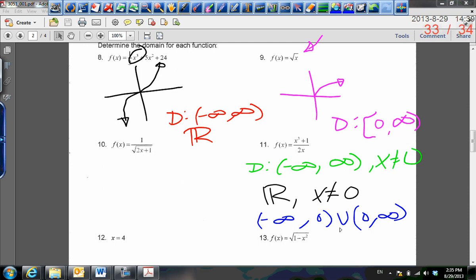So if tonight you get home and you don't have any idea what's going on, you can at least set what's underneath the square root equal to 0. Set it like 4 times. Cool? Yeah.